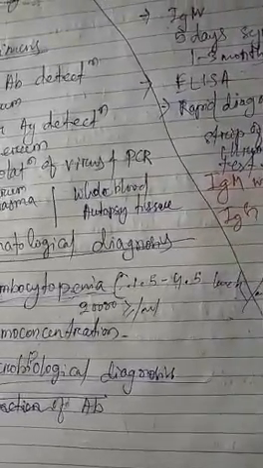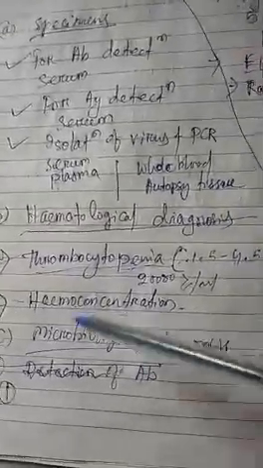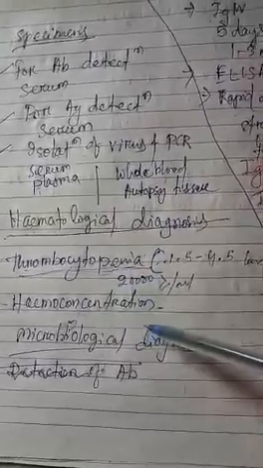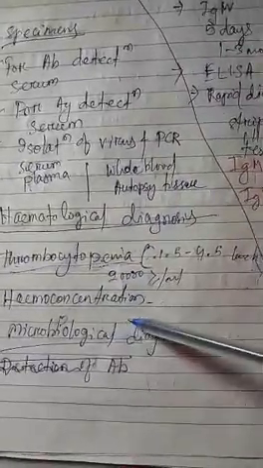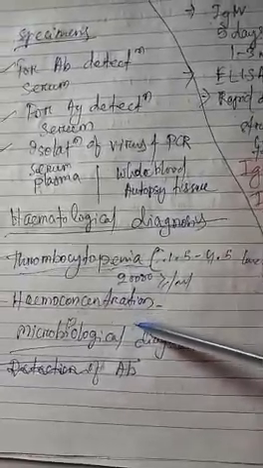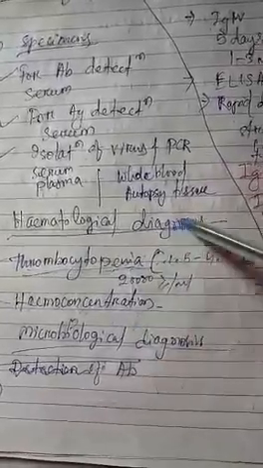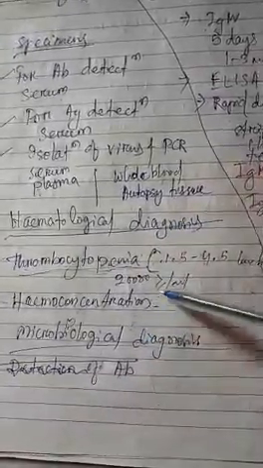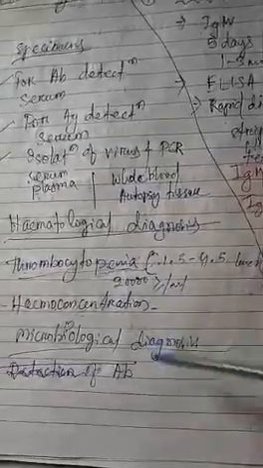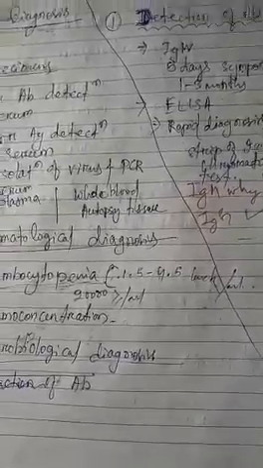And the next is hemoconcentration. Hemoconcentration means a decrease in plasma volume, and when the plasma volume is decreased, we calculate the hemoconcentration by checking the concentration, which is a 20% rise in hematocrit.